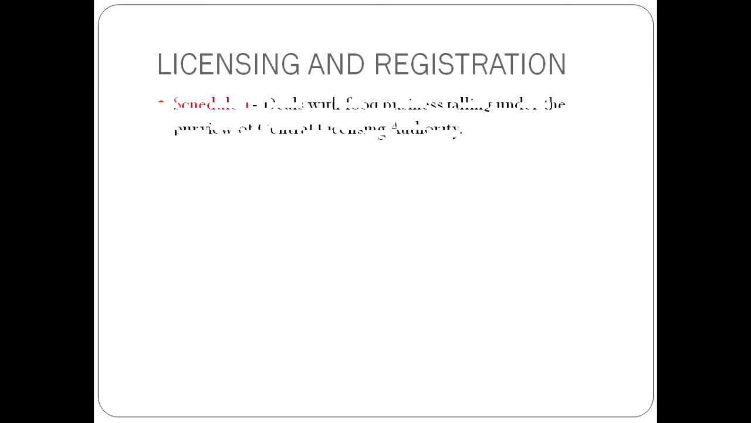Then next is licensing and registration. While coming to licensing and registration, you need to know about certain schedules. These schedules decide which schedule deals with what function, so you need to learn about them. Schedule 1 deals with the food business falling under the purview of the Central Licensing Authority. So if in an MCQ or true or false they ask whether schedule 1 deals with food business falling under the Central Licensing Authority, it is true.